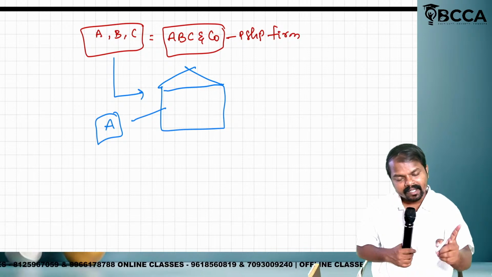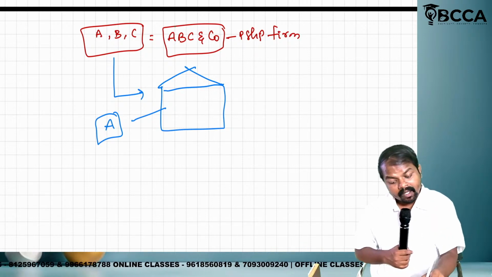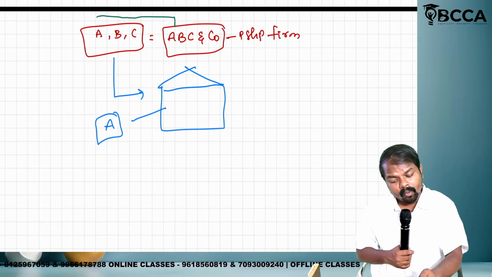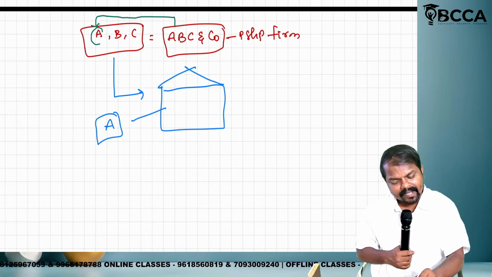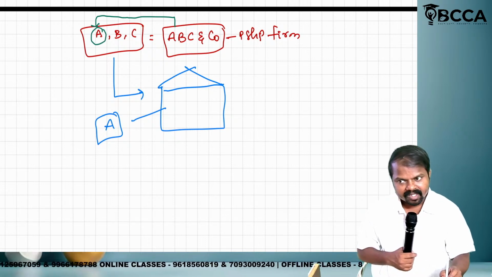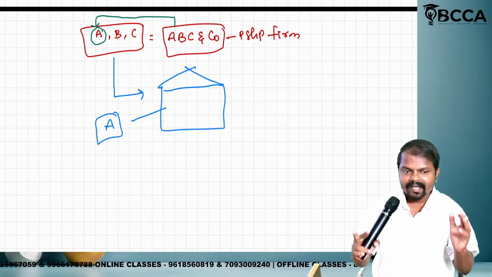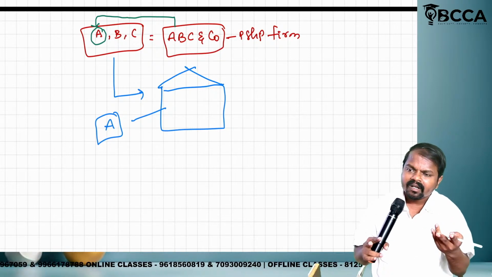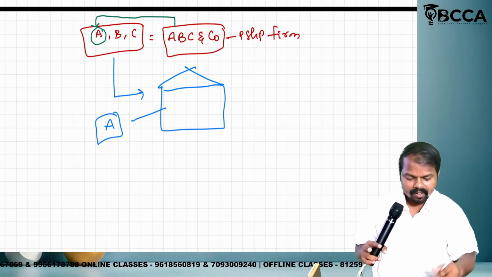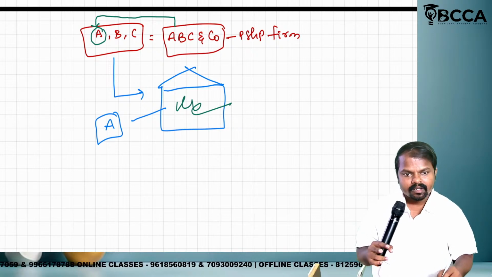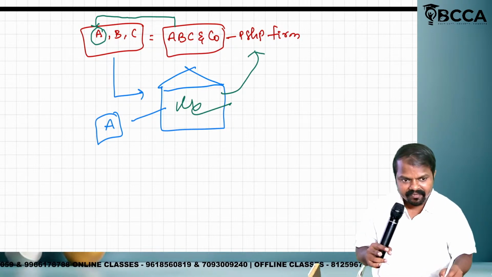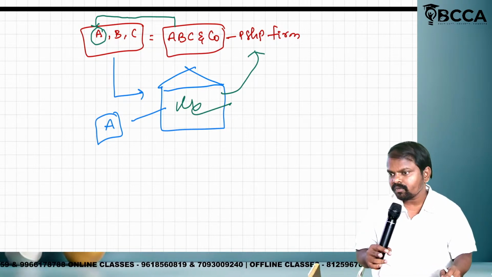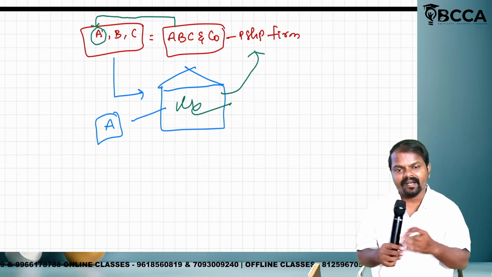Listen carefully. ABC and Co. is paying rent to A. One building is there. Who is the building owner? A or the firm? Only A. Business is going on. Whether rent is paid by the partnership firm? Answer is no. It's not orally agreed or written.